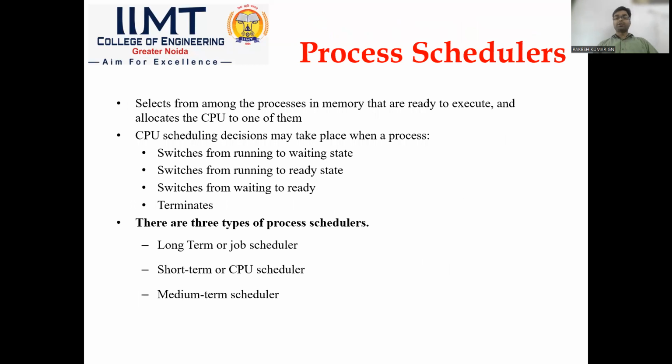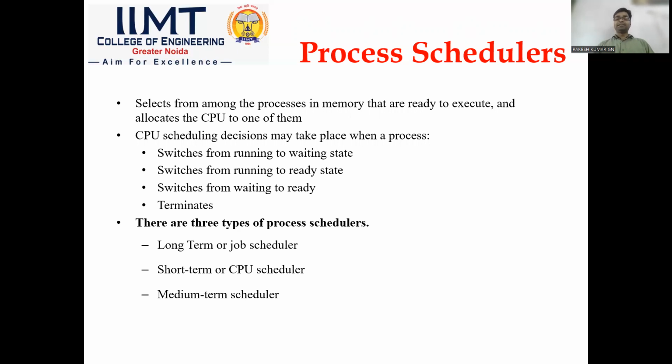So process schedulers, there are basically 3 types of process schedulers, and the role of process schedulers is to schedule the process, that is, which process gets the CPU first, or we can say which process gets the resource first. The 3 types are the long term, or job scheduler, the short term, or CPU scheduler, and the last one is the mid term scheduler.